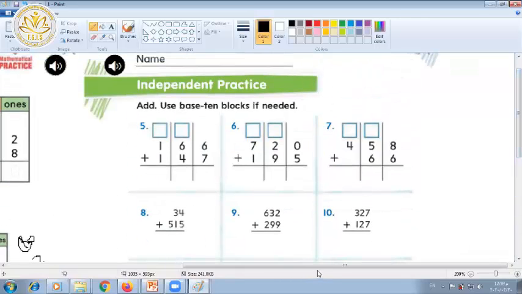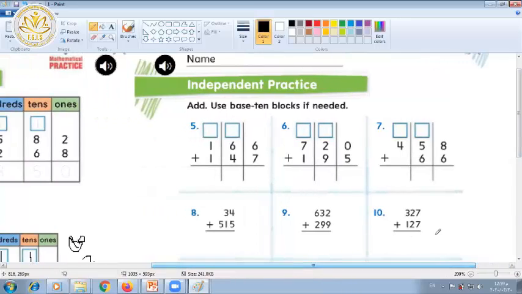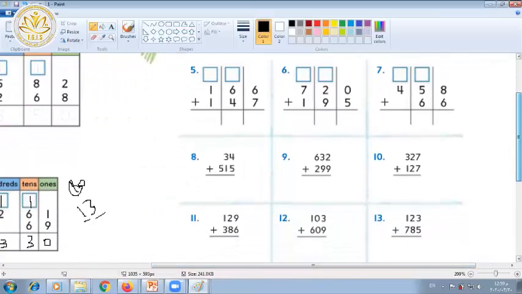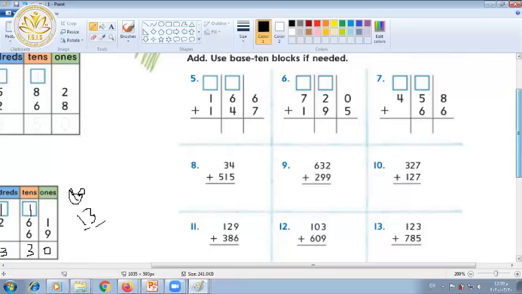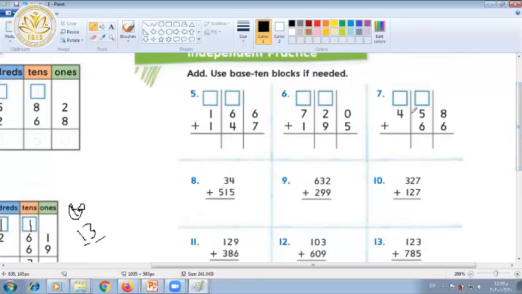Here in the independent practice, you should be doing this practice by yourself, but we can do some of it together, and you can complete the rest of it by yourselves, okay? Now here we have 458 plus 66. So we have hundreds only in this number. The other number, we don't have hundreds, okay?